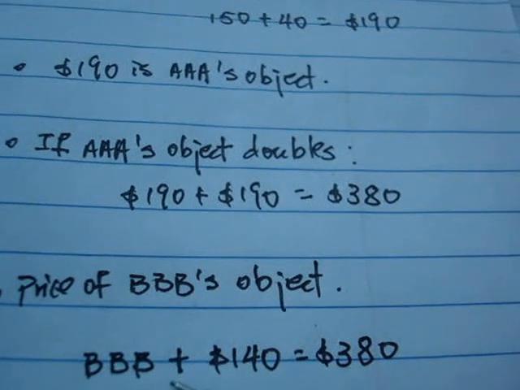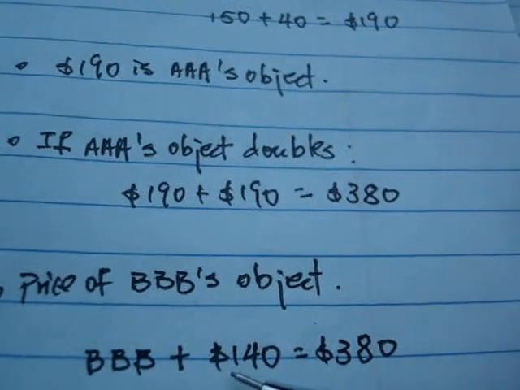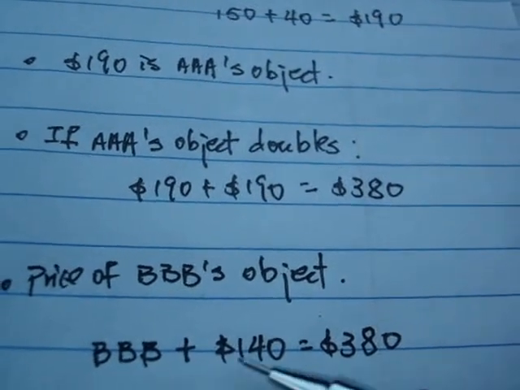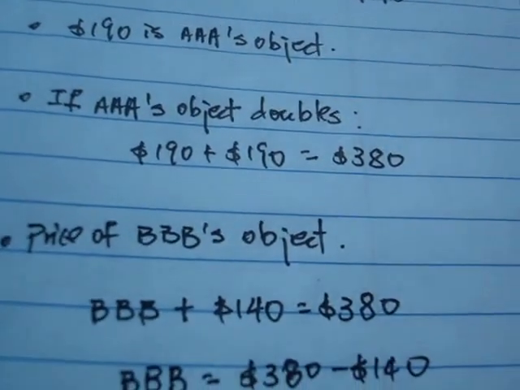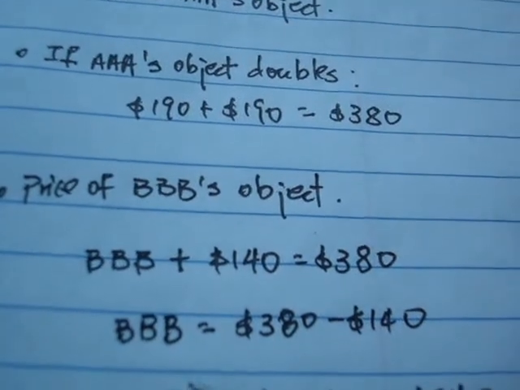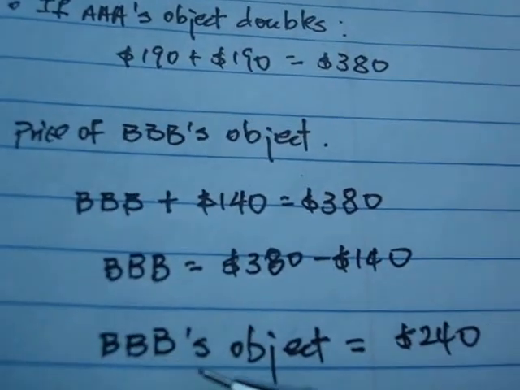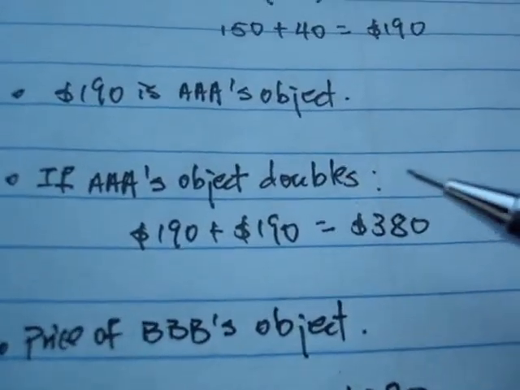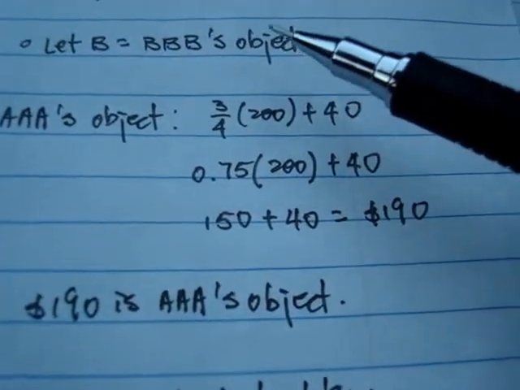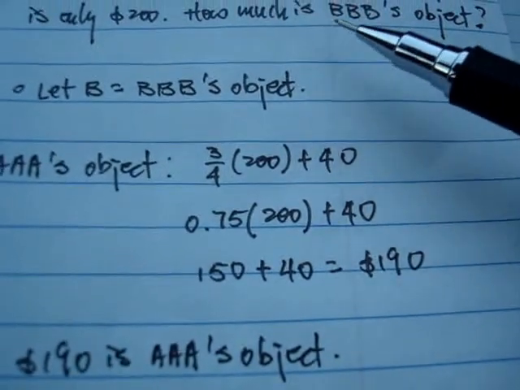Once you have that, all you need to do is subtract 140 on the left-hand side and also on the right-hand side of the equation, and you will get BBB's amount. So BBB's object is 240, which answers the question of how much BBB's object is.